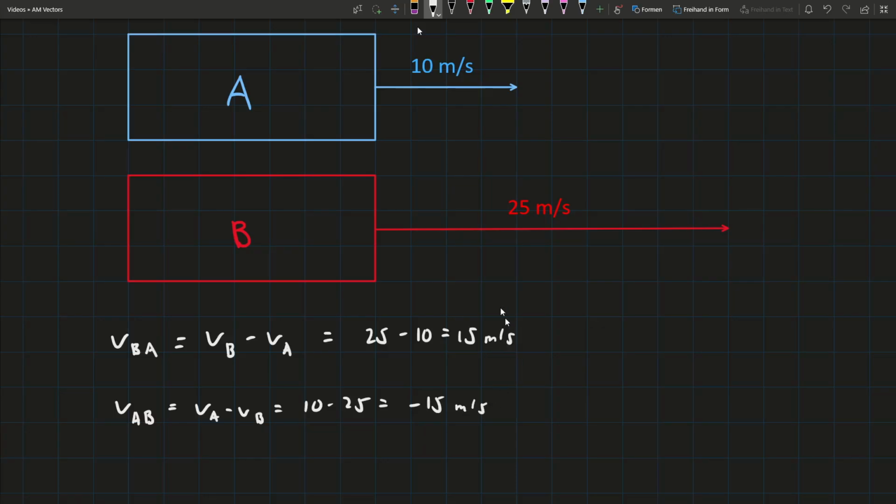Why do you think it might be negative? Have a think about it. Pause the video. Well, the reason it's negative is because for the blue car, when the red one's moving faster, it looks like this one's moving away to the right. But for the red car, because the red car is moving faster, from the red car's perspective, it looks like A is moving to the left, and we'll see that in the animation in a second.